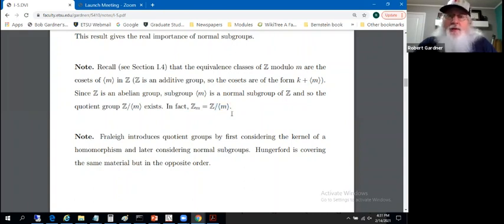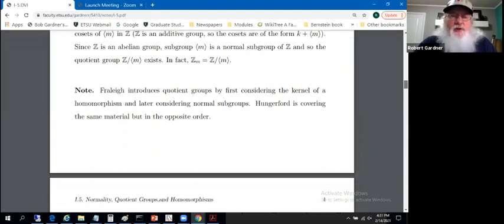How many cosets are there of this in the integers? There's m of them. Yeah, that's the m elements, equivalence classes. Cosets, equivalence classes, same thing. With normal subgroups, everything works fine. That is the m elements of the integers mod m, 0 bar, 1 bar, and so forth.